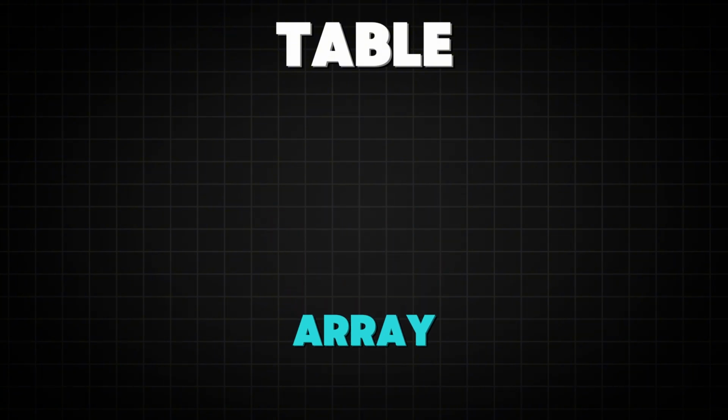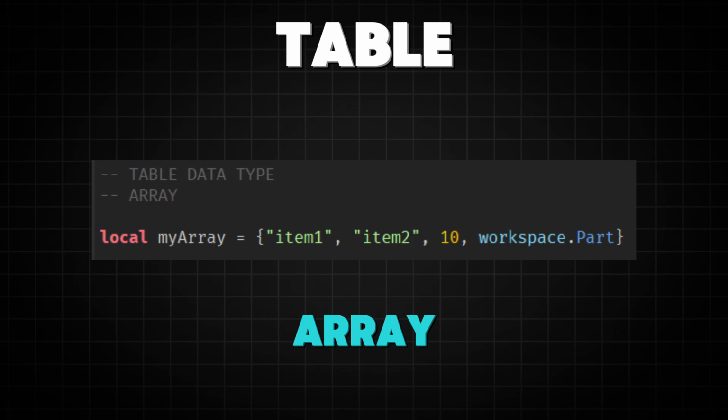Now let me give you an example. Each value in the array is assigned an index number. Indexes are assigned to values in the order in which the values are stored. The first value is at index 1, the second at index 2, and so forth.